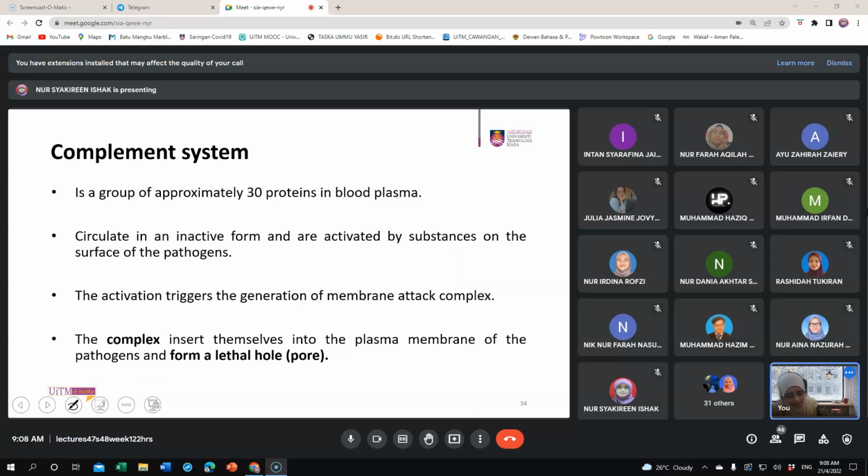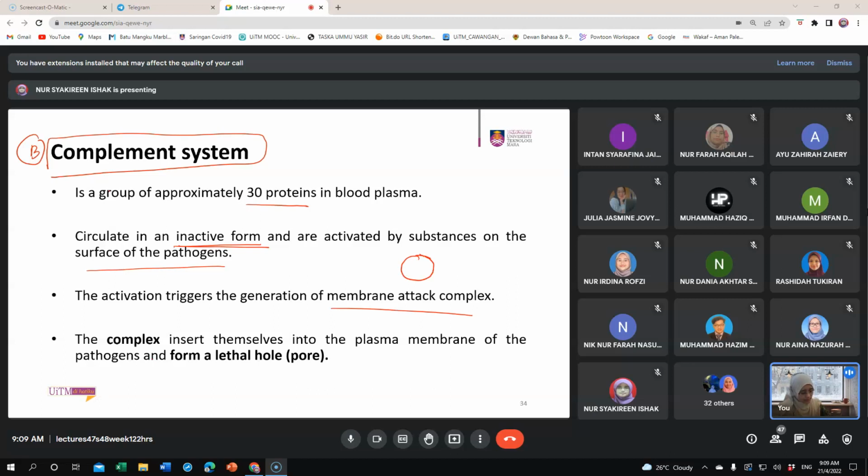The next type of antimicrobial protein is the complement system. So for antimicrobial proteins, the first one is interferon, and the second is the complement system. The complement system is a group of approximately 30 different proteins in the blood plasma. They circulate in an inactive form, and are activated by substances on the surface of pathogens. The activation triggers the generation of the membrane attack complex.